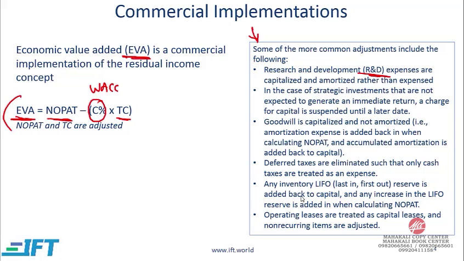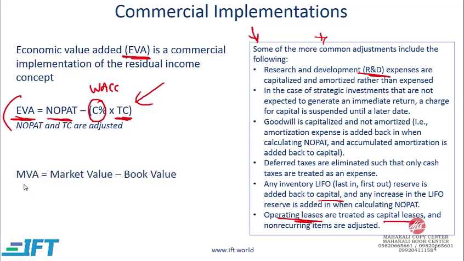Another point is that any inventory reserve is added back to capital. So a lot of this has to do with making sure that companies become comparable. If companies are using LIFO, you add back the LIFO reserve. So essentially you have FIFO inventory, which is more depictive of the current economic reality. Operating leases are treated as capital leases, so you try to remove off-balance sheet financing and put it on the balance sheet. Anyway, the key point to remember is that this is the formula for EVA, and in this implementation, some adjustments are made to NOPAT and to total capital.